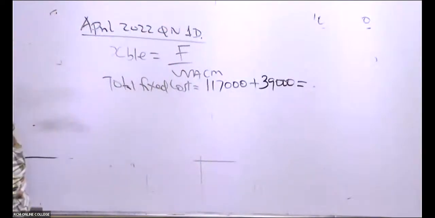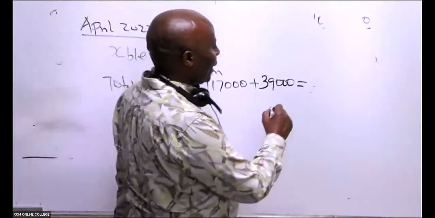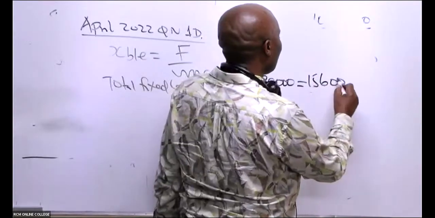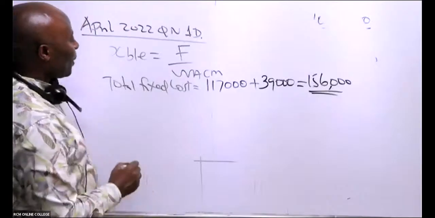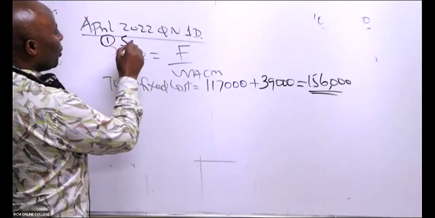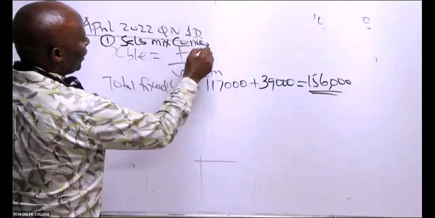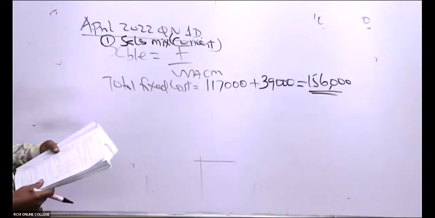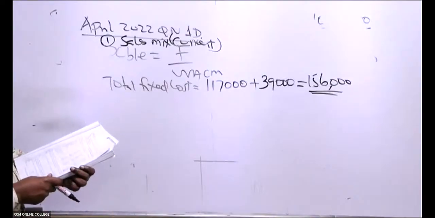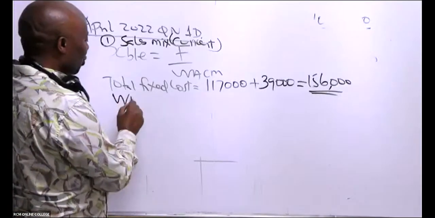So I'm being given a figure of 351, Linda, I don't know. Check again. Should be 156,000, isn't it? 156,000. Thank you so much. And then now from there, we are doing Roman 1, where we are using the current sales mix. So I want us to get WACM.